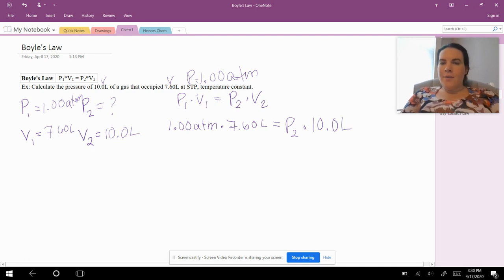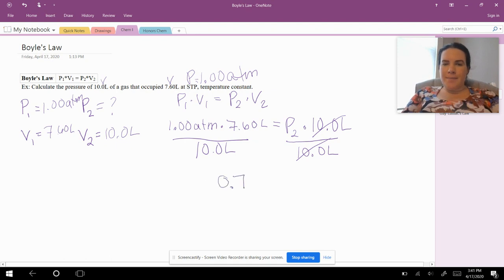And then now that we have all the numbers plugged in, it's just an algebra problem. So we're trying to find P2 by itself. P2 times 10 equals the other side. So we're just going to divide by 10 on both sides. Pretty easy algebra. So this one you can actually do in your head without a calculator because 1 times 7.6 is 7.6. And then dividing that by 10 gives you 0.76. We had 3 sig figs, so I'm going to keep 3 sig figs in the answer.